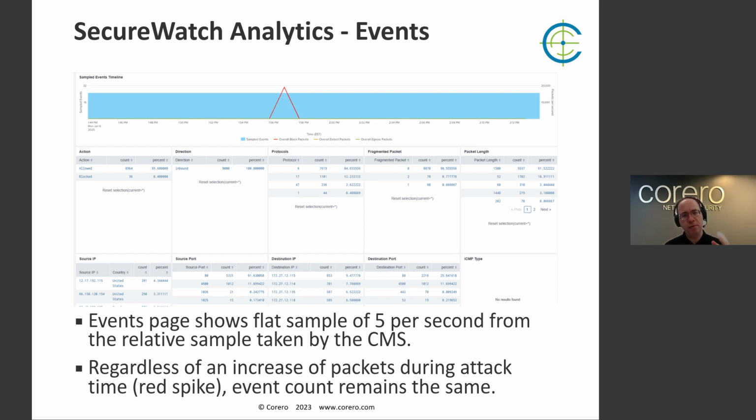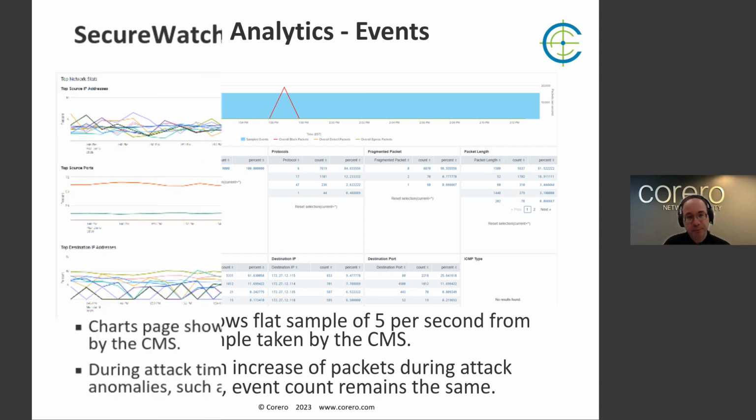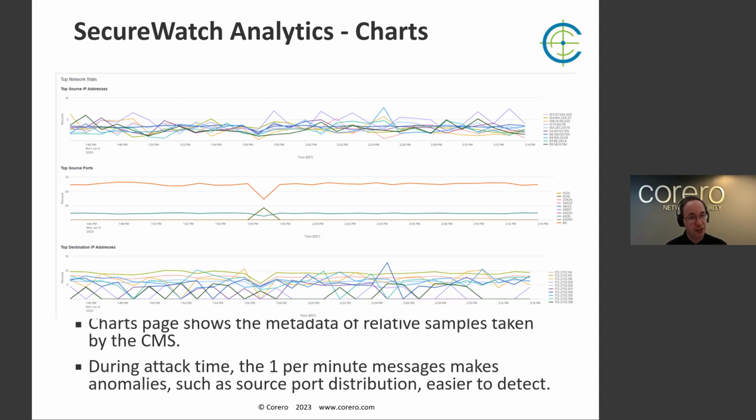This page is mostly meant for analysis, like, when I click on my top dest IP, is all the source port 80, or is the source port 123, or is the source port something different, right? It's more of analysis of an anomaly, not really finding it. So when you need help finding it, that's what the charts page is for.